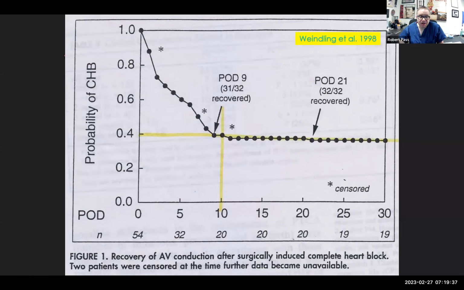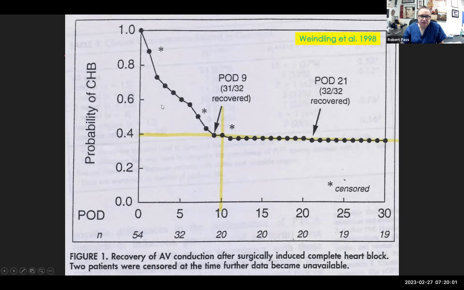We would probably say to the family that we shouldn't count our chickens, that there's still a chance that the rhythm will recover, that the AV node and His-Purkinje system will recover. But obviously, when we're at 4 days, we're already lower in our chances or our statistical likelihood of it recovering.